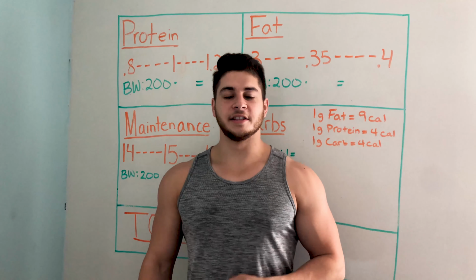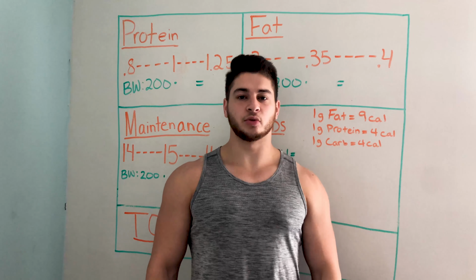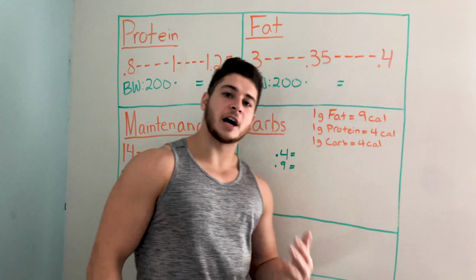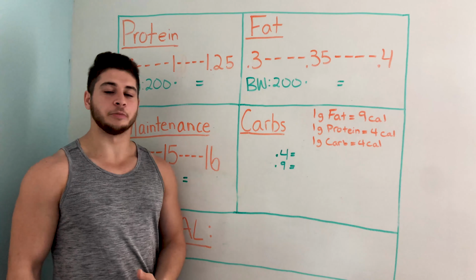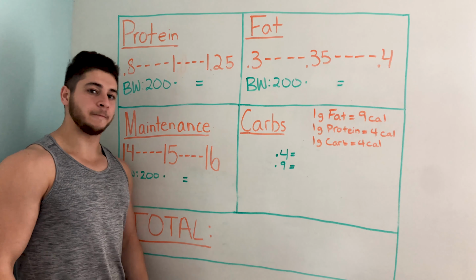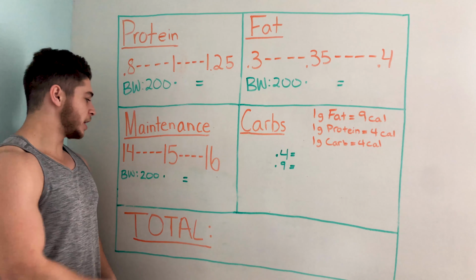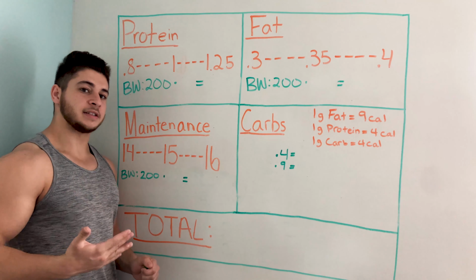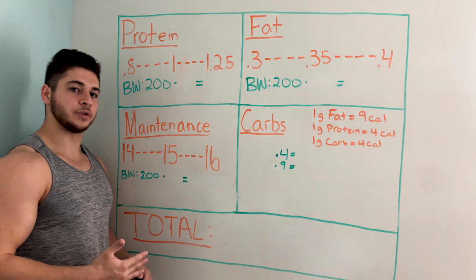Alright, what's up guys? In this video, I'm going to show you how to calculate your macros, whether you want to be in a cut or if you want to be in a bulk. So the first thing you have to figure out is how many calories you have to consume to maintain your body weight. Now, if you're someone who's very sedentary and you don't move around a lot, all you have to do is multiply your body weight by 14, because you don't need as many calories to maintain your body weight since you're not very active during the day.